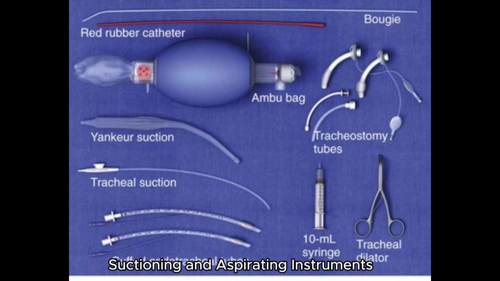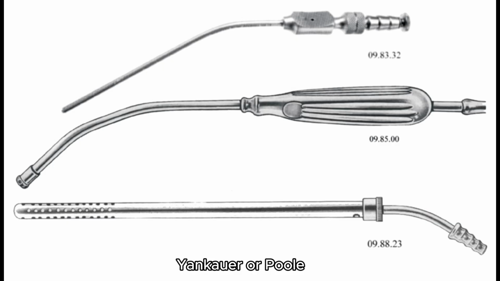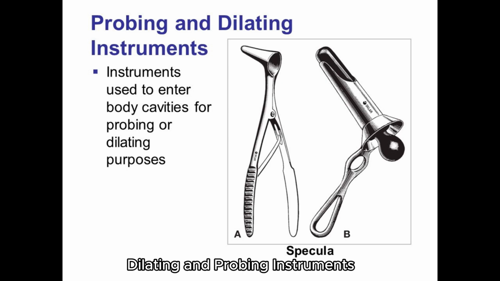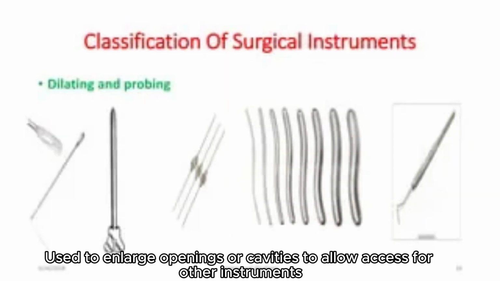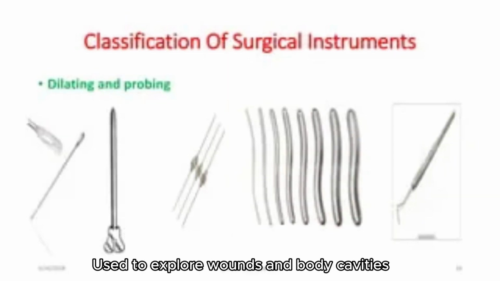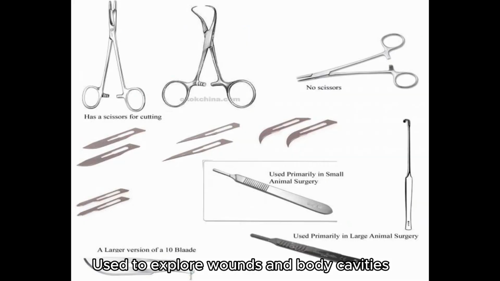Suctioning and aspirating instruments. Suction tips, for example, Yankauer or Poole, used to remove blood, fluids, and debris from the surgical site. Dilating and probing instruments. Dilators, used to enlarge openings or cavities to allow access for other instruments. Probes, used to explore wounds and body cavities.